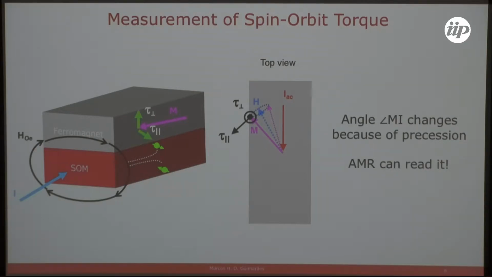And we measure this. All the techniques that we use are based on AMR, which means that we're driving a current, and we have the magnetization in our ferromagnet, and the resistance that we measure is proportional to the angle that the magnetization makes with the current. So if we change the angle of the magnetization because of spin-orbit torque, for example, then we will see a change in the resistance. Right?